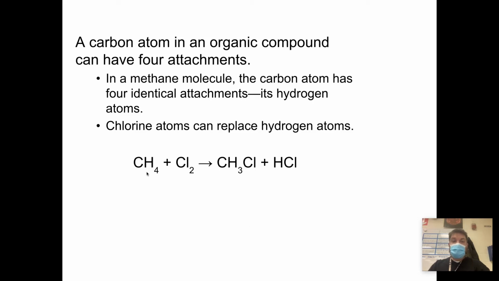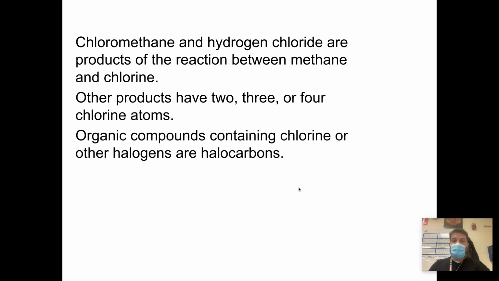So when you look at this, here I have methane, I think, if I remember correctly, and then I can replace one of those atoms with chlorine. Okay. Chloromethane and hydrogen chloride are products of a reaction between methane and chlorine. This is one of your reading guide questions. The other products have 2, 3, 4 chlorine atoms.